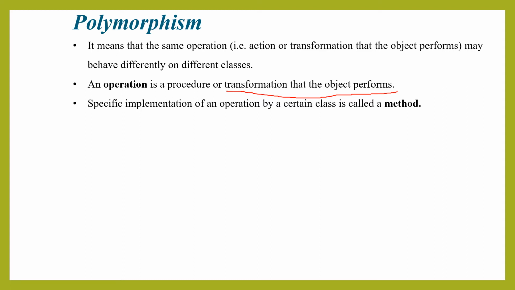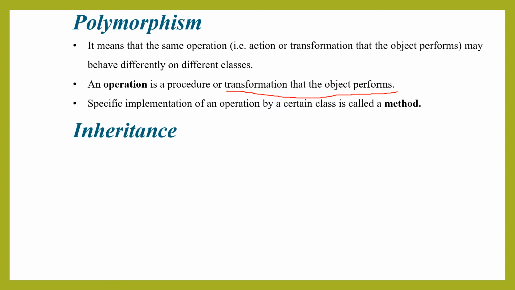If an OO operation is polymorphic, it may have more than one method implementing it, each for a different class of objects. So this is about your polymorphism. Let us see what inheritance is.